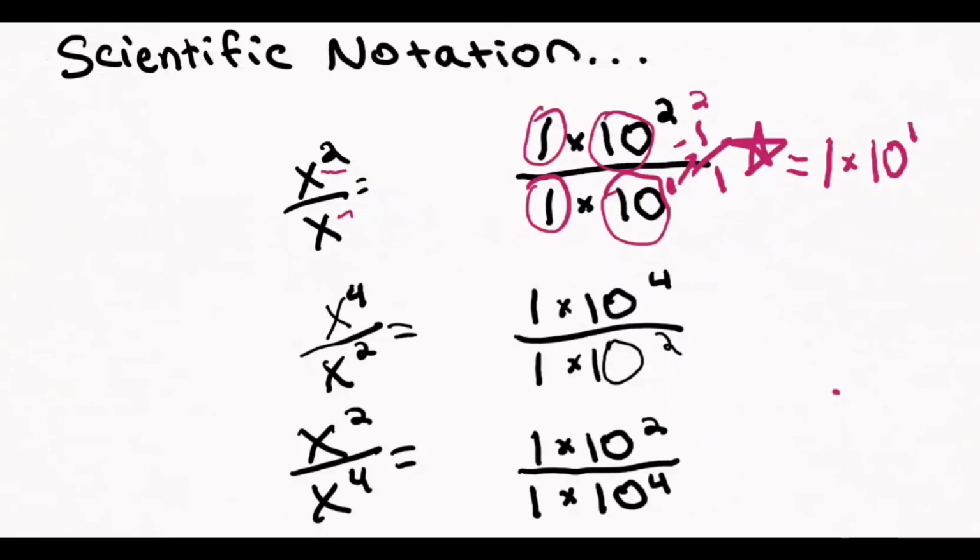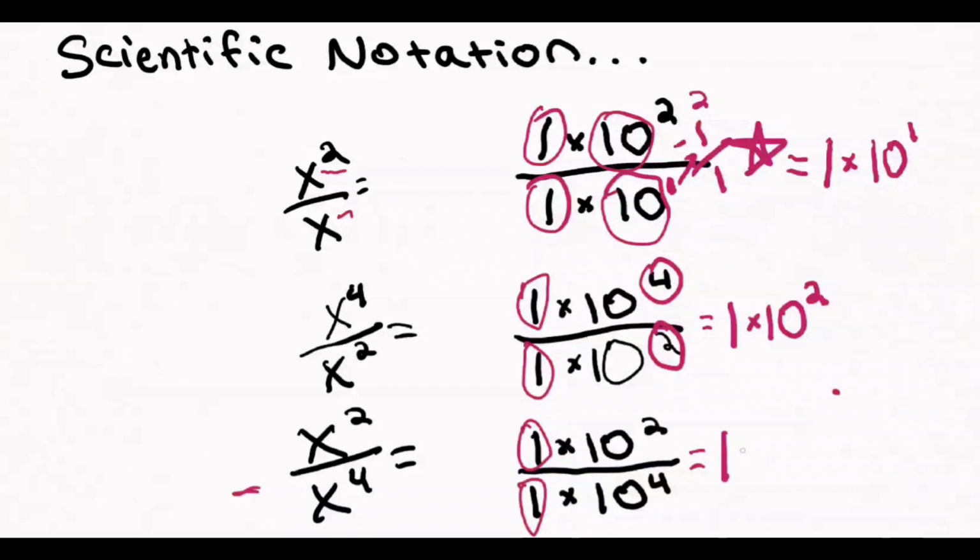Now let's do this next one down here. We're just taking 1 divided by 1, which is 1, times 10, and then our question is, what's that exponent going to be? Well, 4 minus 2 is 2, so the answer is going to be 1 times 10 to the 2. Now let's do our tricky one down here. We're still going to do 1 divided by 1, that's 1, times 10, and then we're going to take 2 minus 4, which is negative 2, and that's going to be our answer, 1 times 10 to the negative 2.